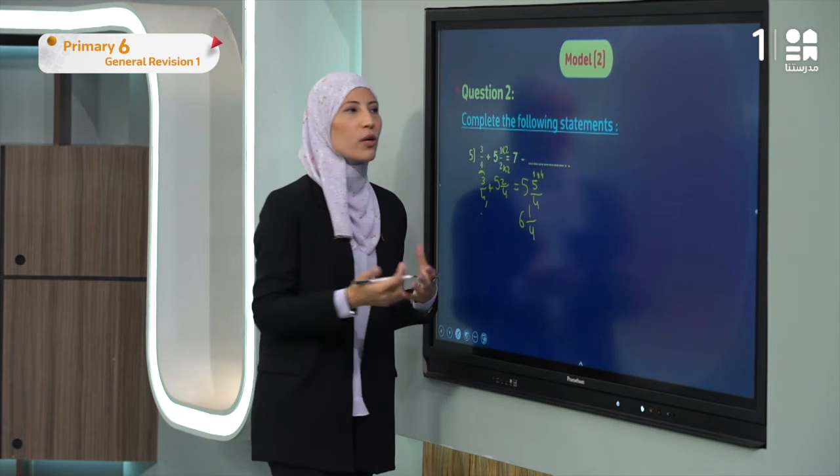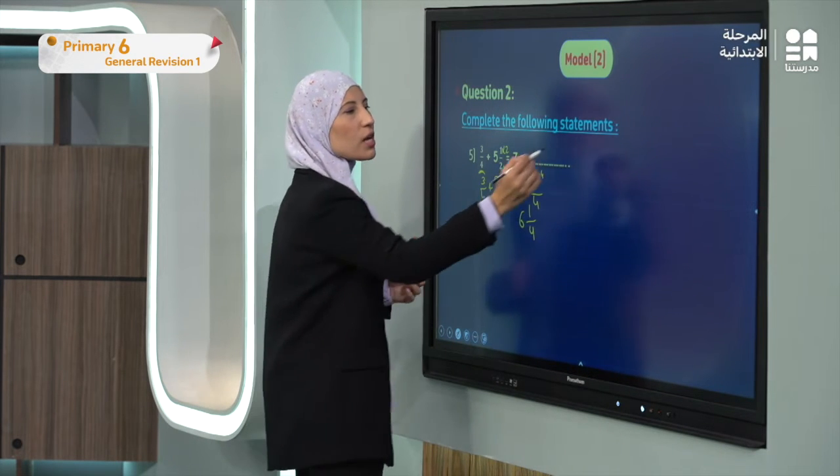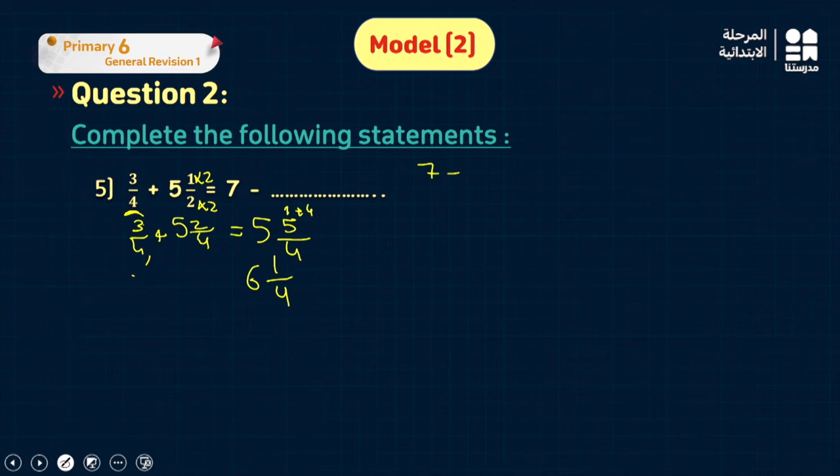To get it, I am going to use my calculator. I will do 7 minus 6 and a quarter on the calculator, and it will give me 3 quarters. This is my answer. So my answer will be 3 quarters.